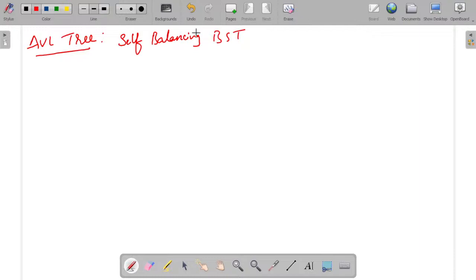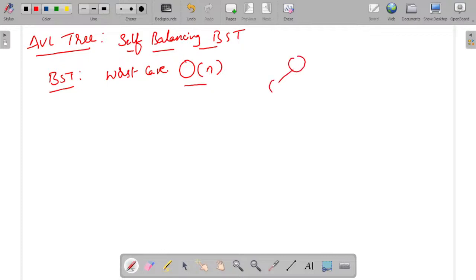All right. And why exactly we need to balance the height of a tree is this. So in general, in binary search tree or say a BST, the time complexity in worst case is big O of n. So what exactly this big O of n is? So if you take a tree of this particular structure, right? So let us say we have a binary tree like this. So wherein we have values like this.